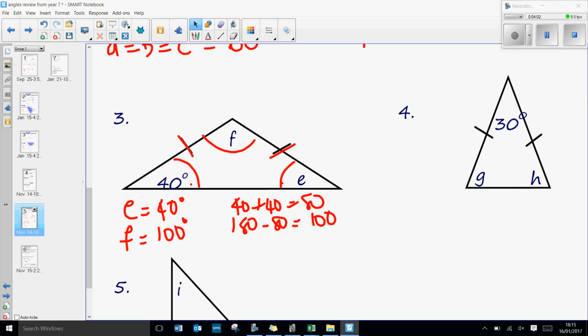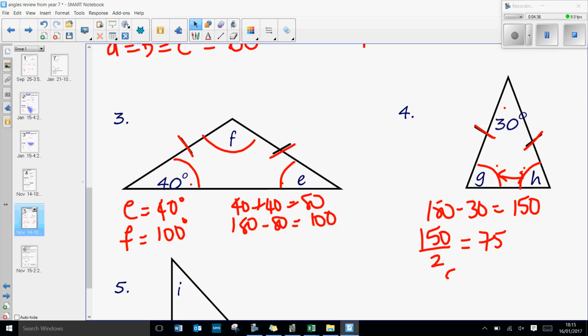Another isosceles triangle. We know these two are equal to each other. We know that they all add up to 180. So similar to the isosceles right angle triangle we just had, these two angles here would give us what's left from the 180 once we've got rid of the 30. So we work out 180 subtract 30, and we then divide that answer by 2 because we know they're equal to each other. So G and H are both 75 degrees.